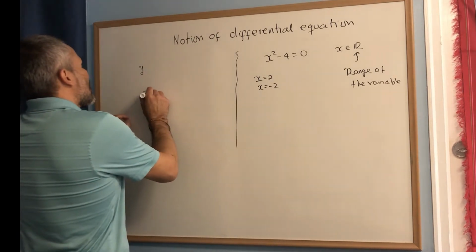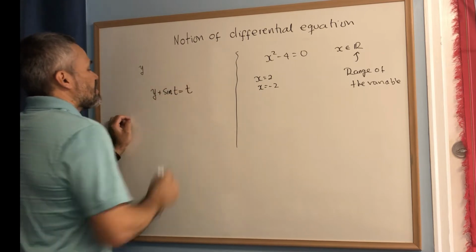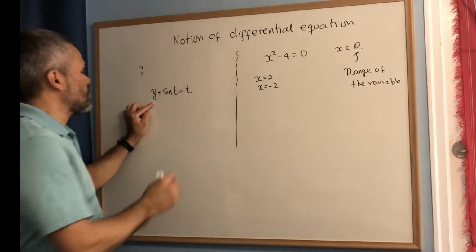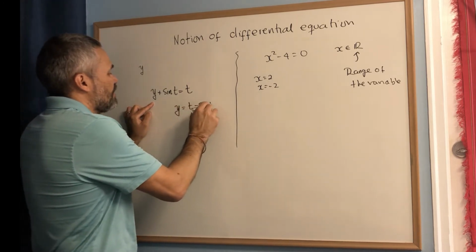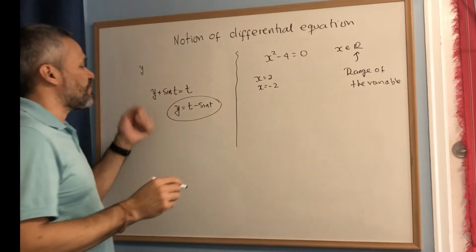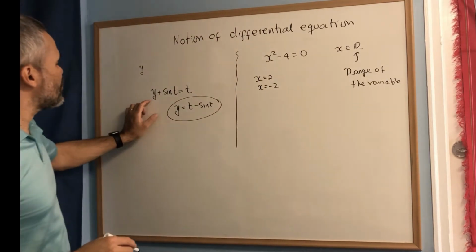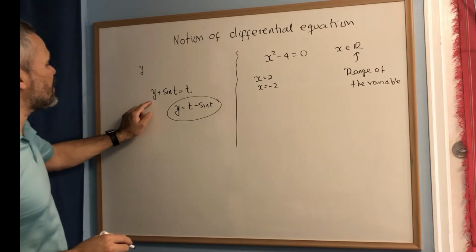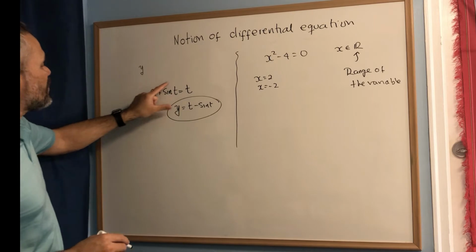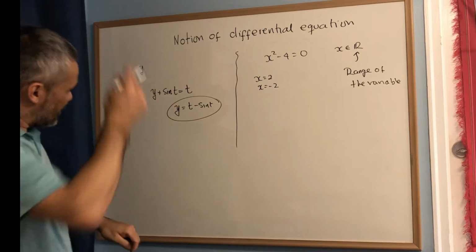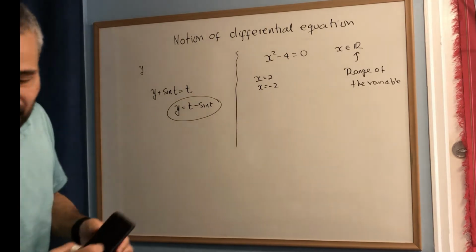For example, if we have y plus sine of t equals t, then here we're looking for a function and we can easily solve this. This is t minus sine of t. And we can say, we solved the differential equation. No, this is not the case, because the other condition to have a differential equation is that at least one derivative of y should be present in the differential equation. Then let me write that definition.